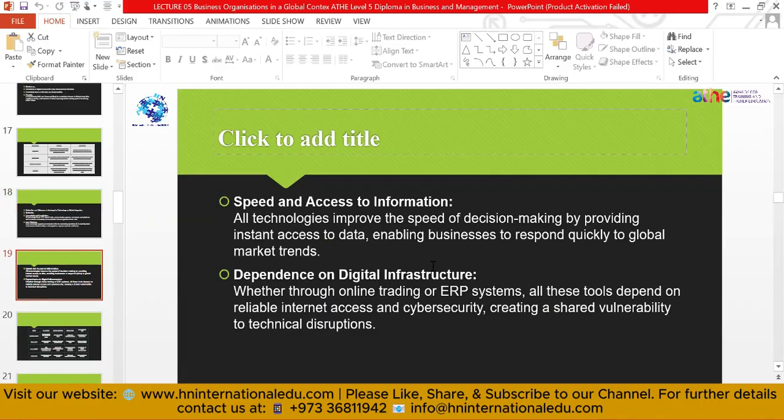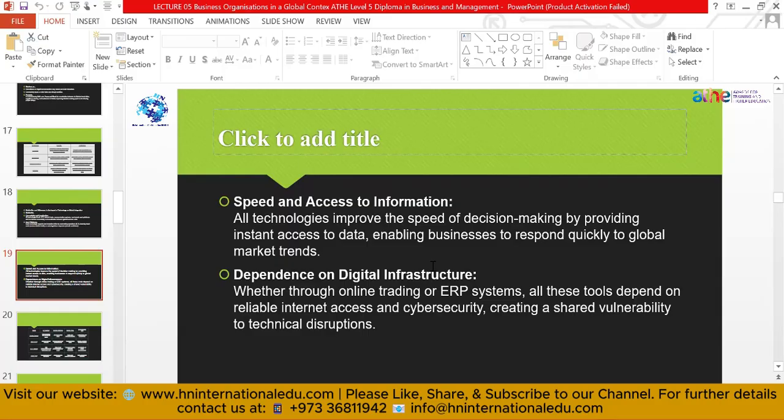Speed and access to information. All the tech improve the speed of decision making by providing instant access to data, enabling the business to respond quickly to global market trends. The moment we're having some latest trend going on, we can adopt it. And how is it possible? Just we are vigilant through the social media, and we're looking at our competitors and the rivals too.